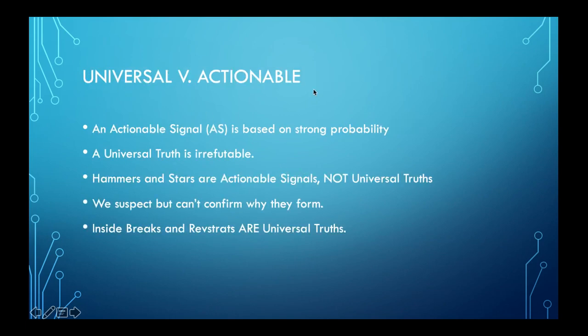Universal versus actionable. An actionable signal is based on a strong probability. Remember the coin toss analogy. Anything that stacks the odds in your favor. We have a rationale. We can explain it, but we can't quantify it. A universal truth, however, is irrefutable. Hammers and stars are actionable signals, but they're not universal truths. We suspect, but we can't confirm why they form.